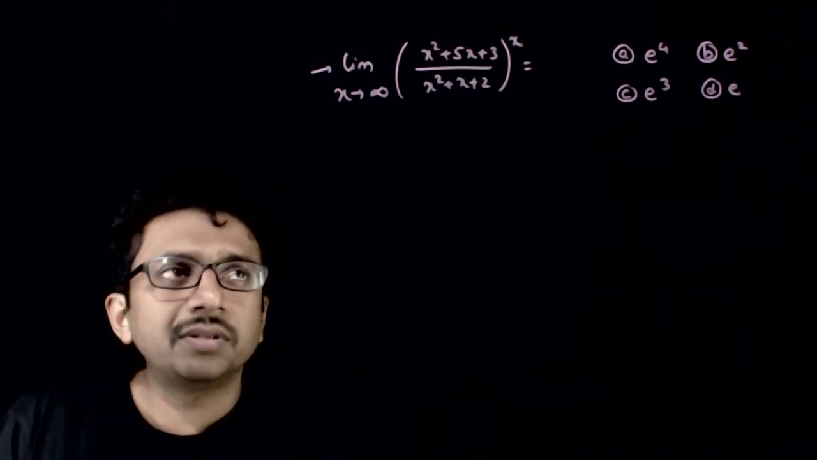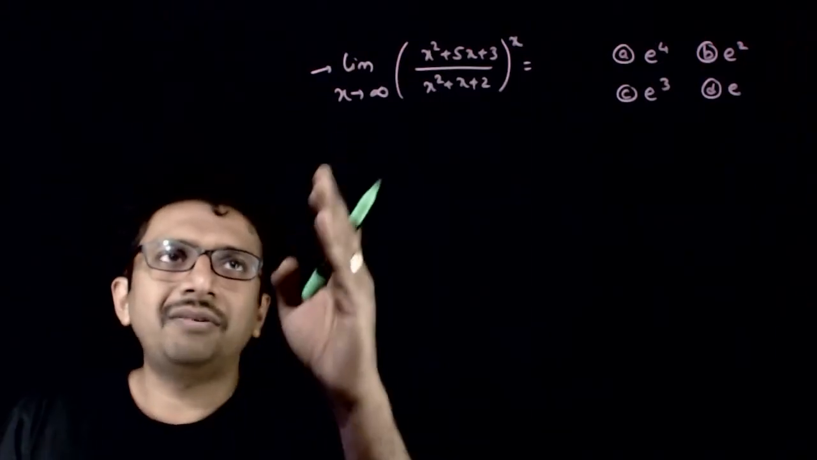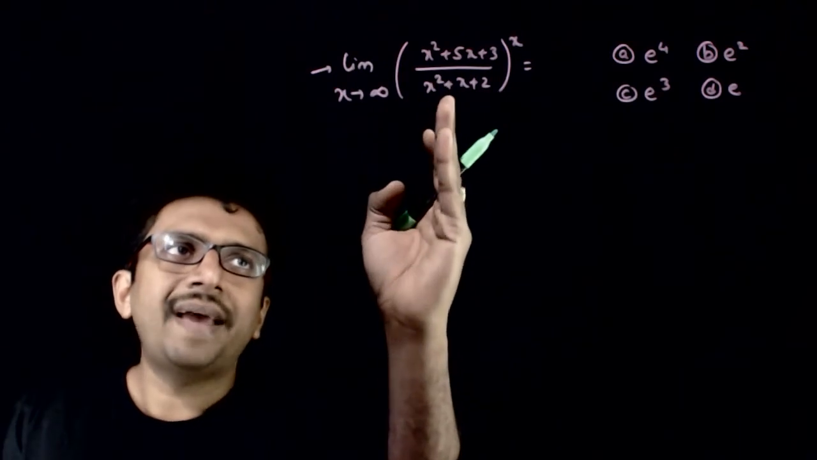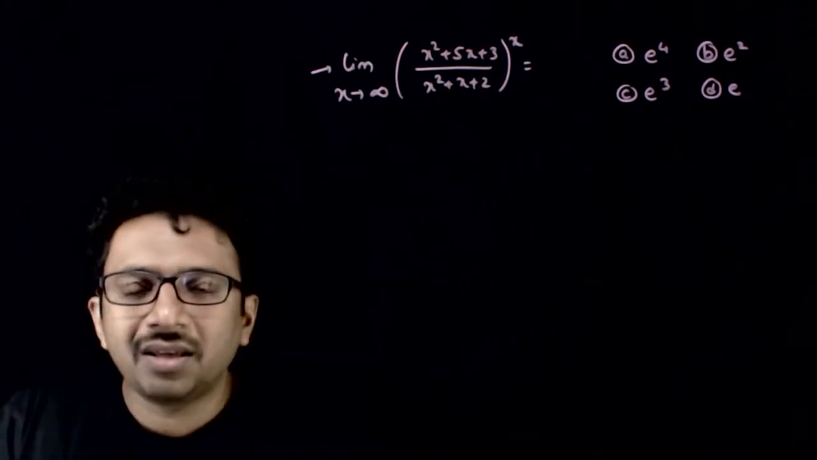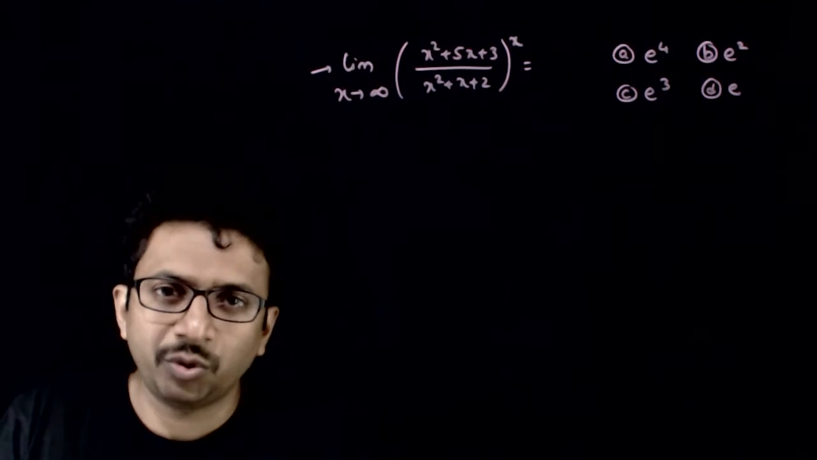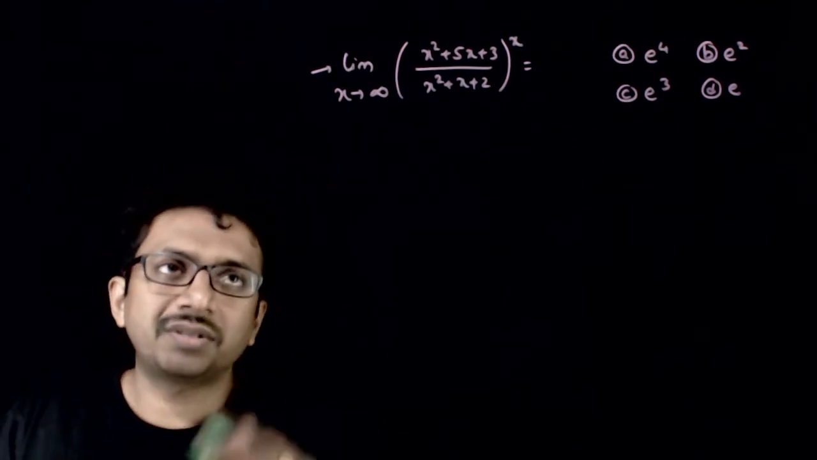So welcome students. In this question you're asked to find the value of limit x tends to infinity of (x square plus 5x plus 3) by (x square plus x plus 2) whole power x. So how do we do this?